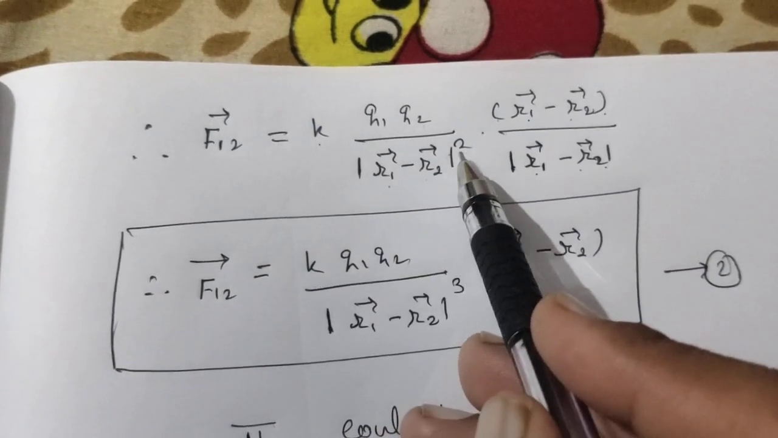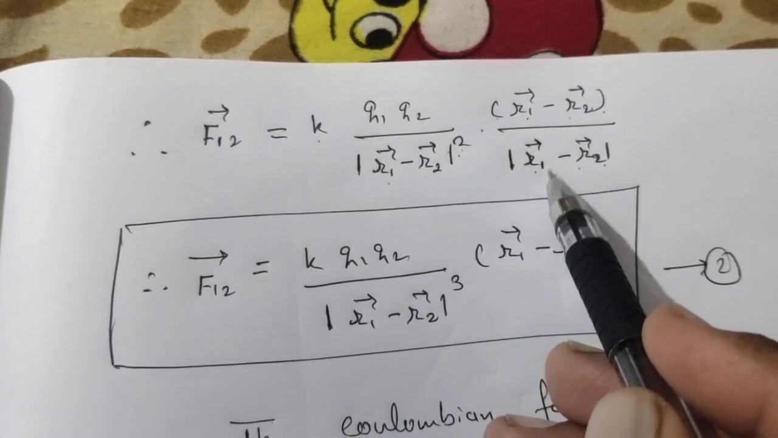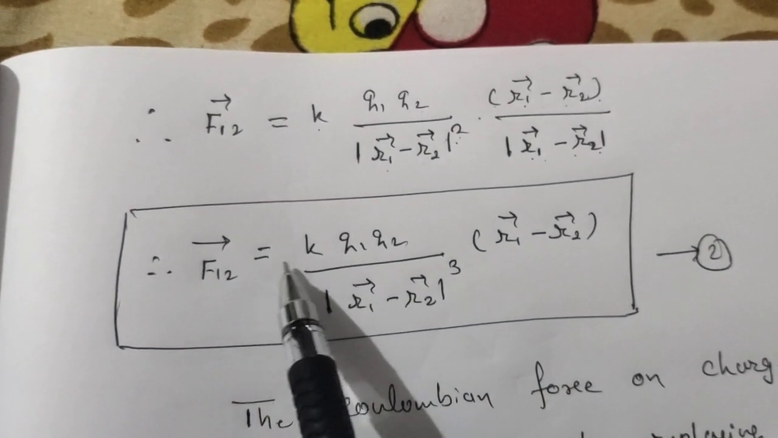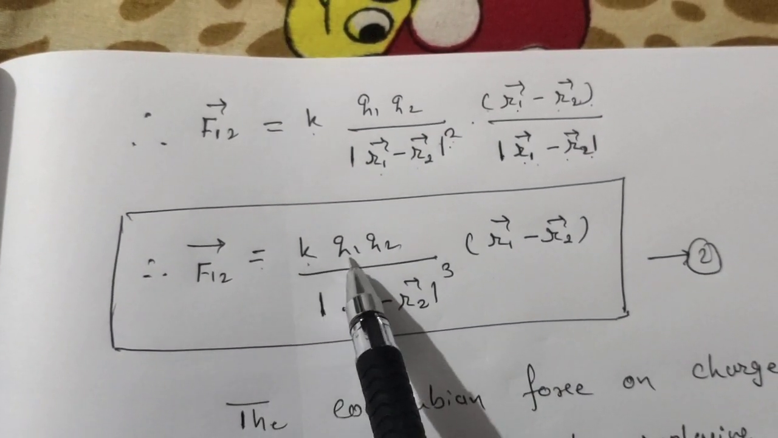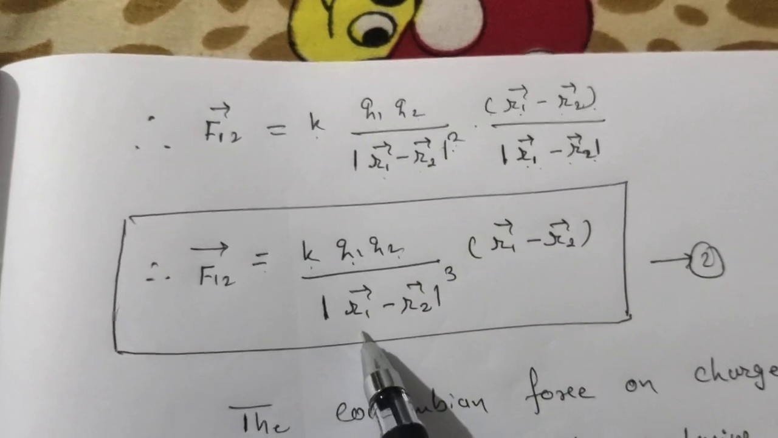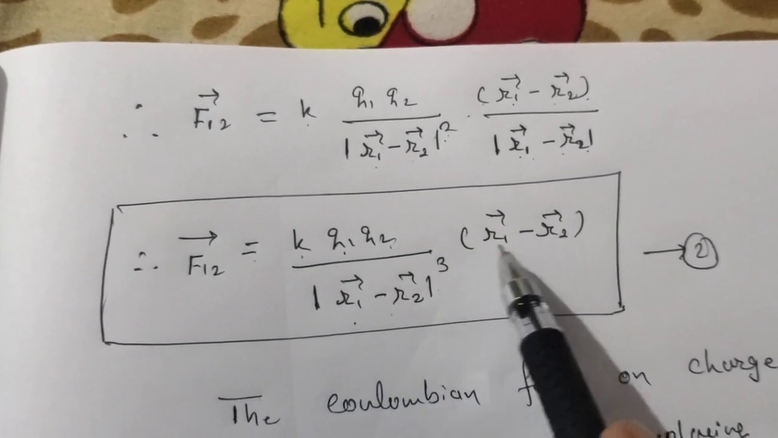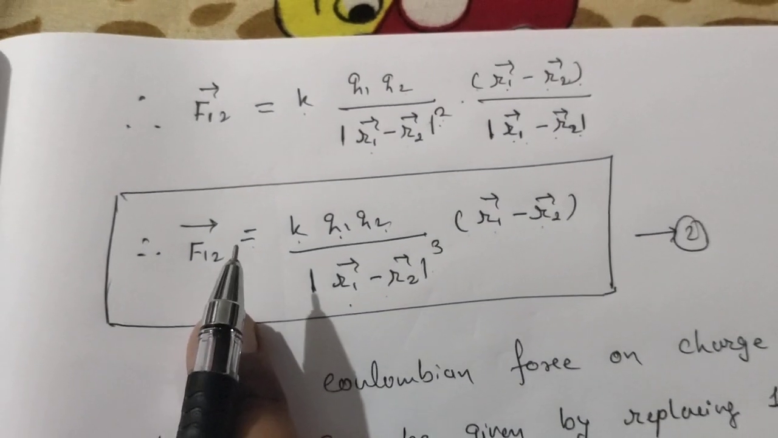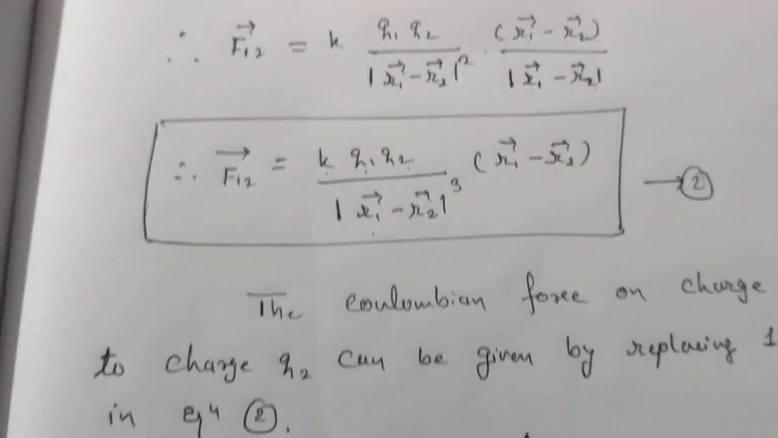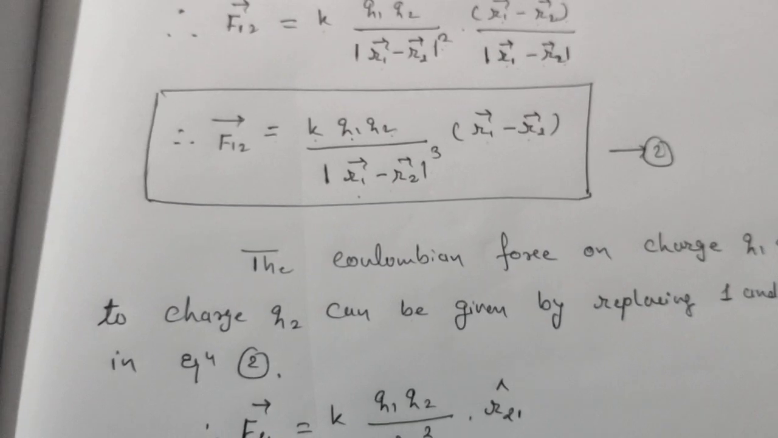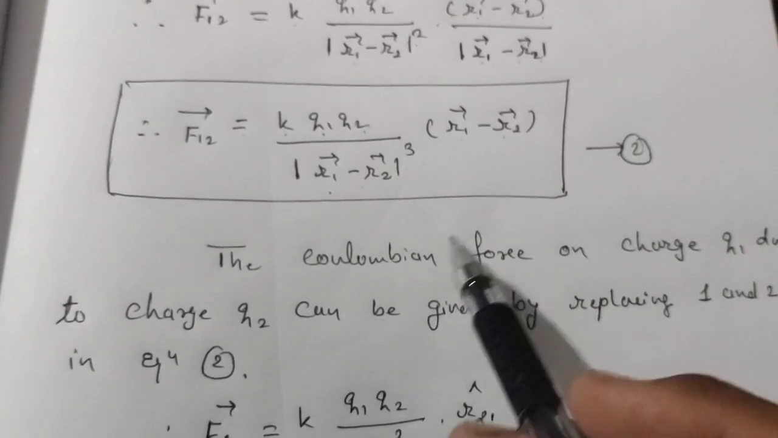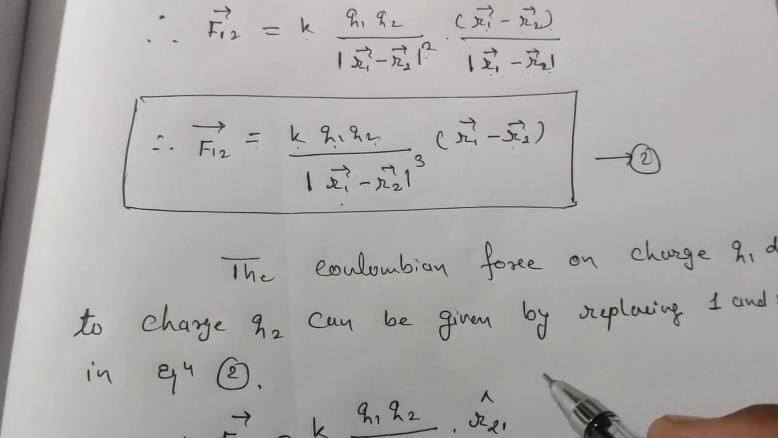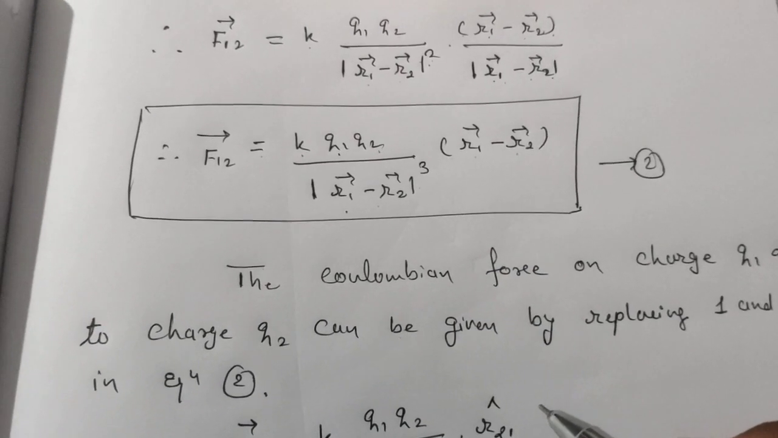Now see, over here we have a square and over here we have a single power, so we can add them. So the next step is equal to K Q1 Q2 upon the magnitude of R1 minus R2 cubed into vector R1 minus R2. So this is known as Coulombian force in vector format. Remember, this equation is very useful for numerical purposes.